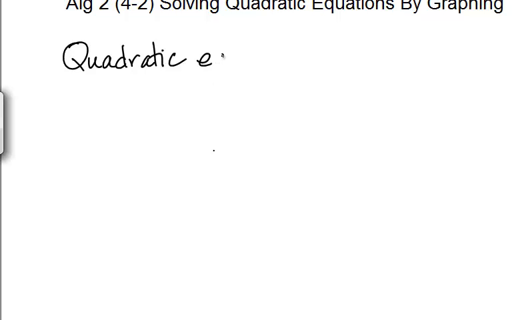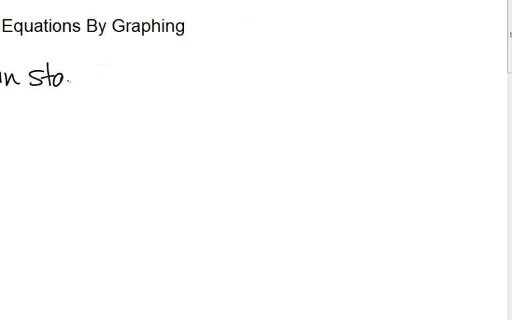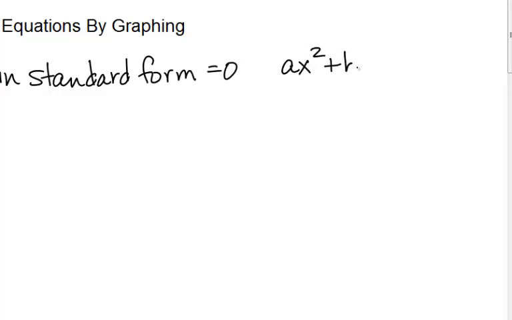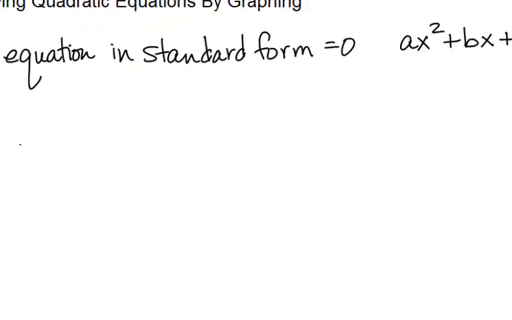A quadratic equation in what they call standard form. You'll hear me say that. When you get it in standard form, that means it's equal to 0. So you're going to have ax squared plus bx plus c equal to 0. So what they want to know is, where does that graph equal 0? Where it equals 0 is where it crosses the x-axis.